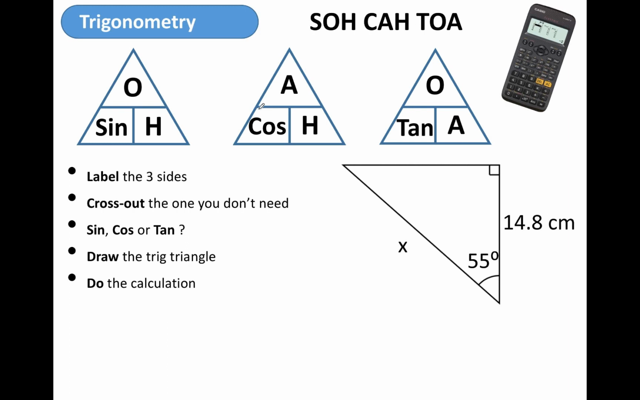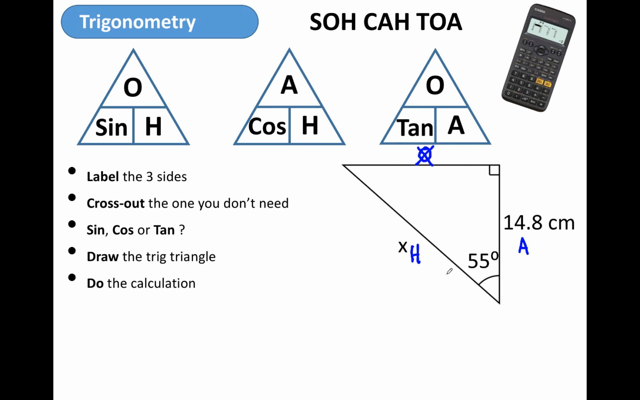Okay, so we're going to do the same thing again then. So we're going to start off by labelling the 3 sides. Well, my angle is looking at the opposite side, so that's the opposite. My right angle is pointing at the hypotenuse, so that's h, that's the hypotenuse. And the side over here is the adjacent one. Okay, right, cross out the one we don't need. We'll clearly need this one because it's got a length actually on there. We clearly need h because that's the side we're trying to find. The one we don't want is going to be O.